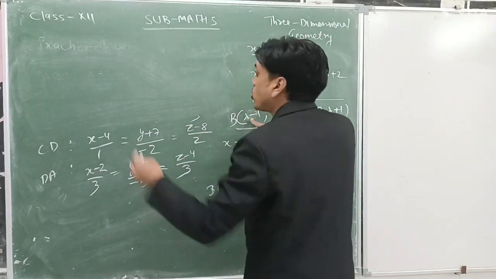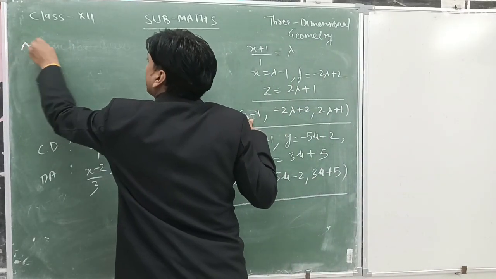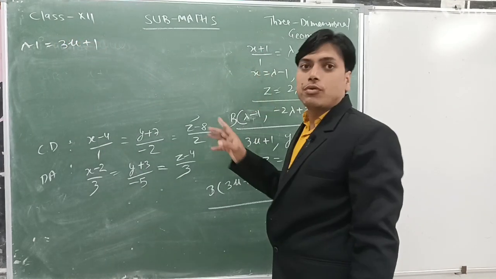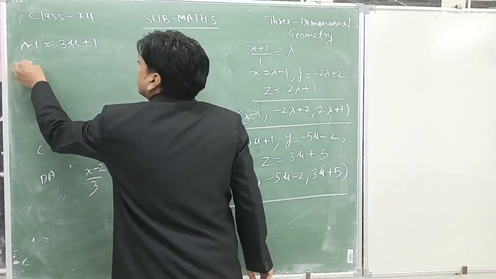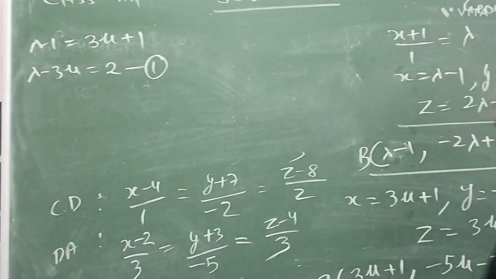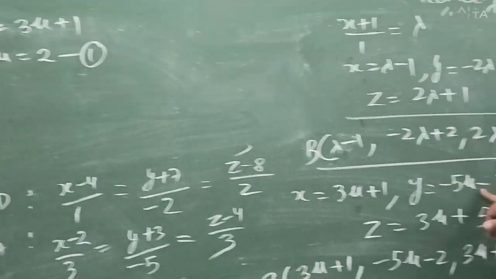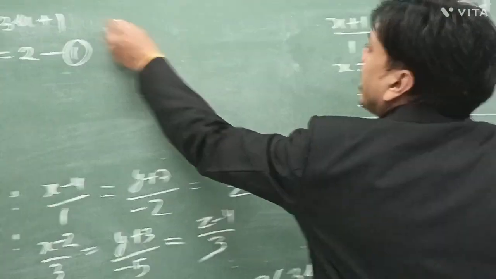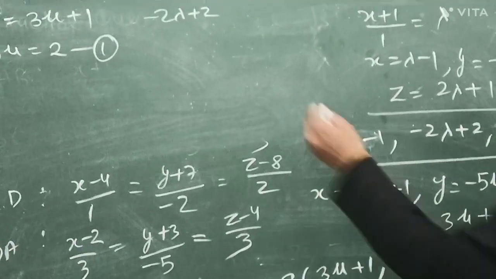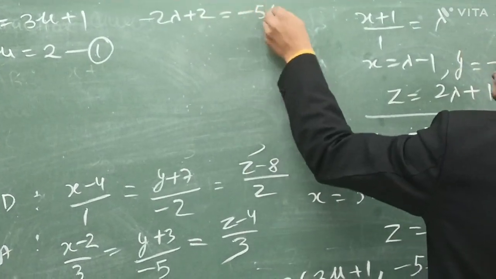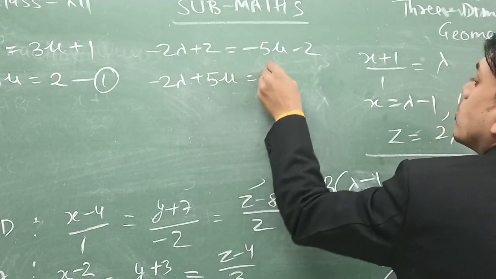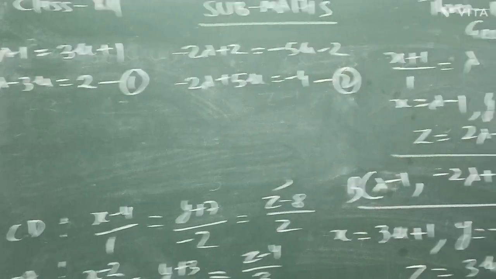So the first coordinate is lambda minus 1, that can be equal to 3 mu plus 1. If we simplify this equation, it will be lambda minus 3 mu is equal to 2, equation number 1. Similarly, if y1 is equal to y2, then minus 2 lambda plus 2 is equal to minus 5 mu minus 2, so it will be minus 2 lambda plus 5 mu is equal to minus 4, equation number 2.